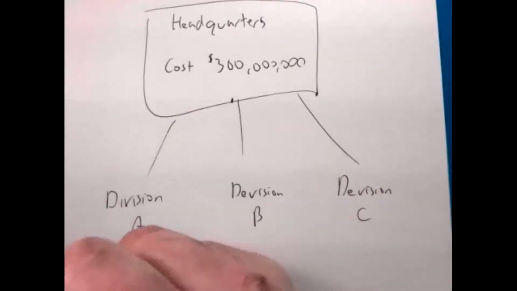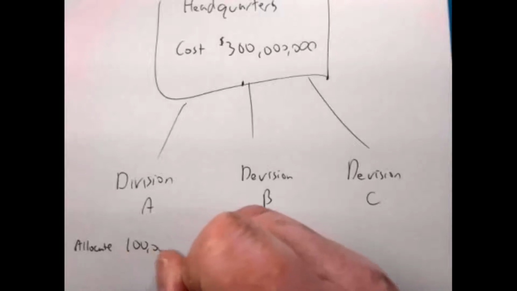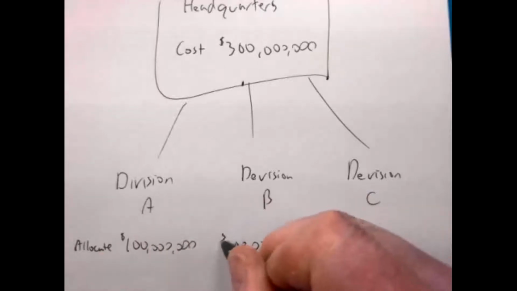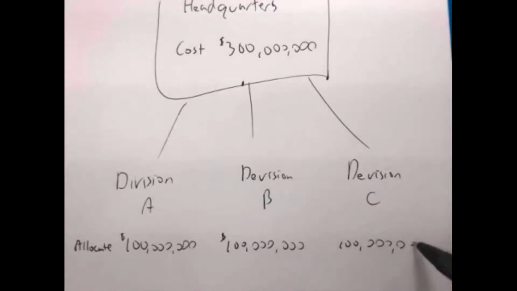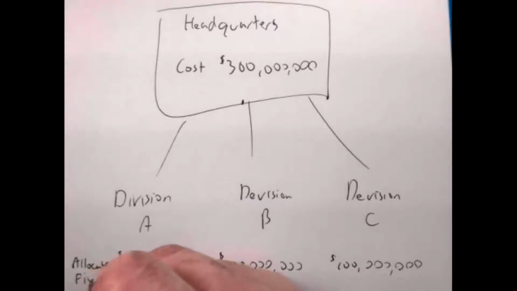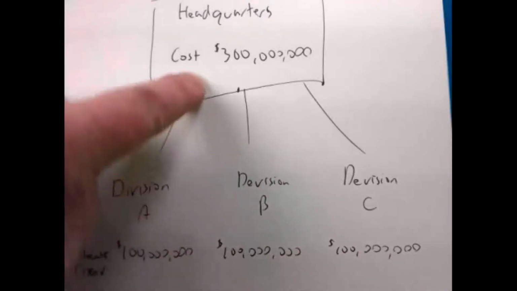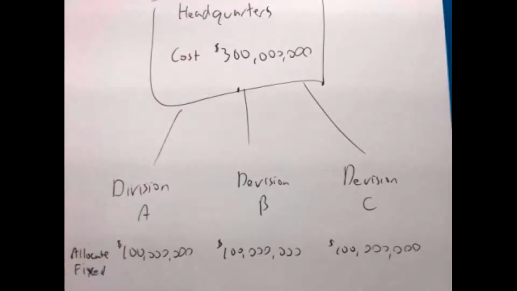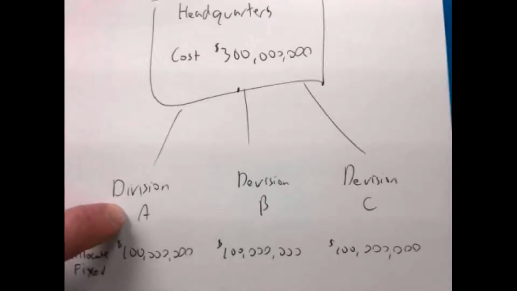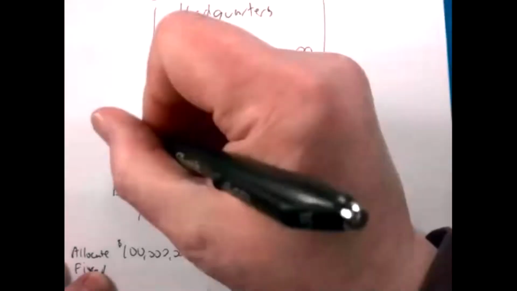So what they'll do is allocate these costs to each of the divisions. Let's say division A takes 100,000. I probably should not have used such big numbers, but division B, 100,000, and C, 100,000. Now these allocated costs are usually going to be fixed. These costs come from the headquarters. They really don't apply to making socks. You can't look at a pair of socks and say how much of the accounting department goes into this pair of socks. So these are all allocated to each one.